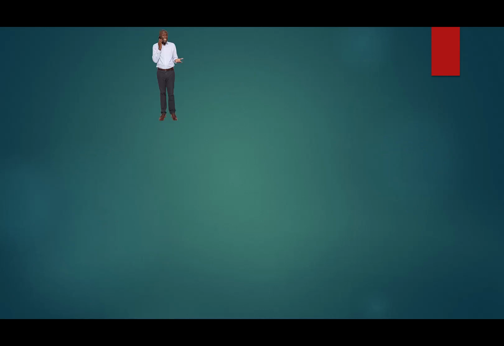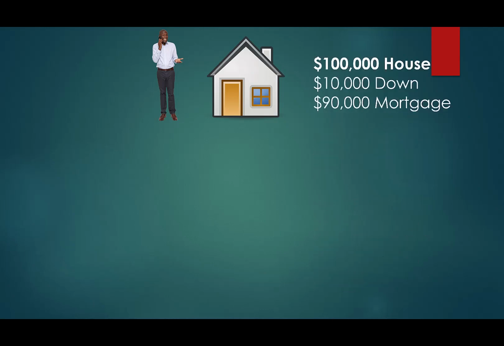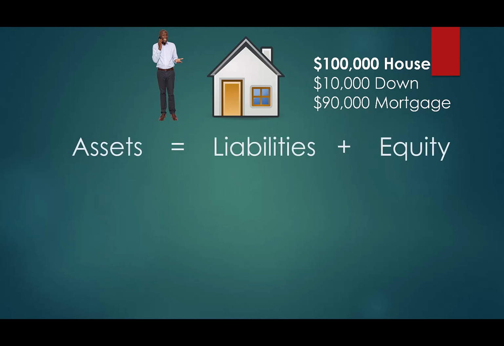The next example is a little bit more complex. Let's say we've got Keith, and Keith wants to buy a house. He buys a $100,000 house, and he puts $10,000 of his own money down for a down payment and takes out a mortgage worth $90,000 for the remaining value of the house. Let's pull up our equation. Again, the first thing that we want to ask is, what's the value of the assets in question? In this example, the house is worth $100,000. So Keith has a $100,000 house in his possession or in his control.